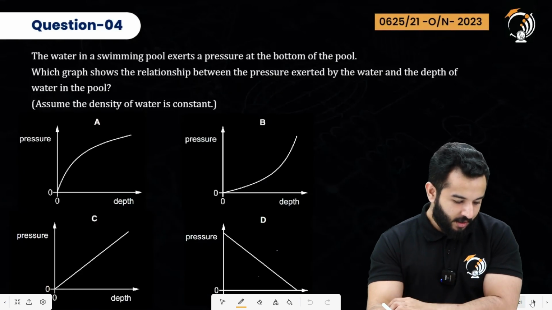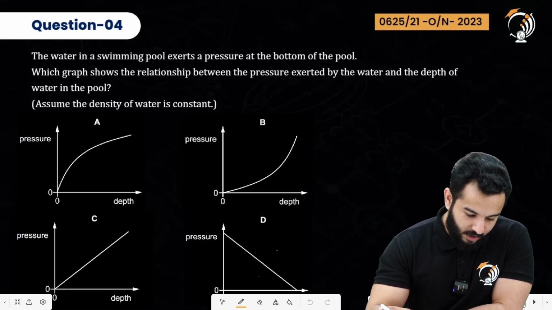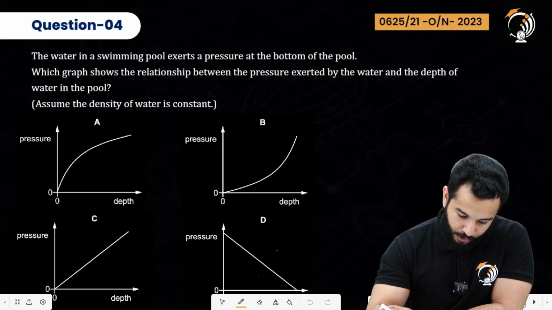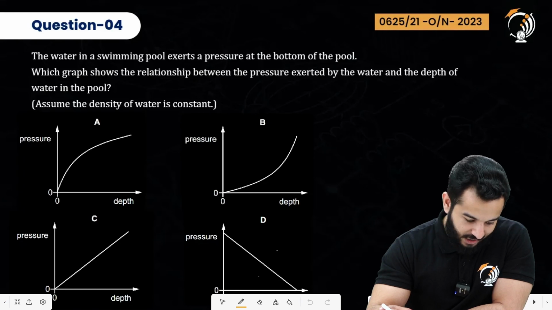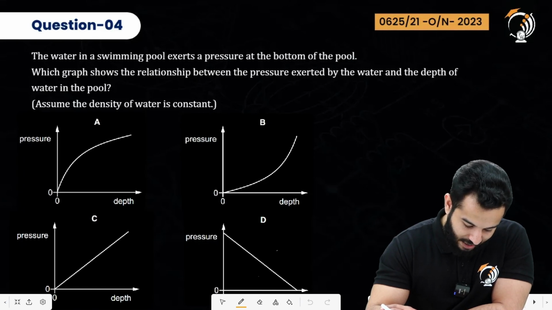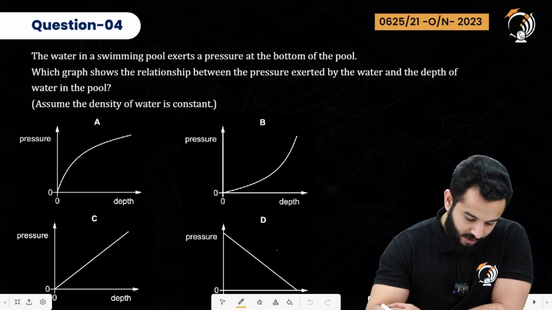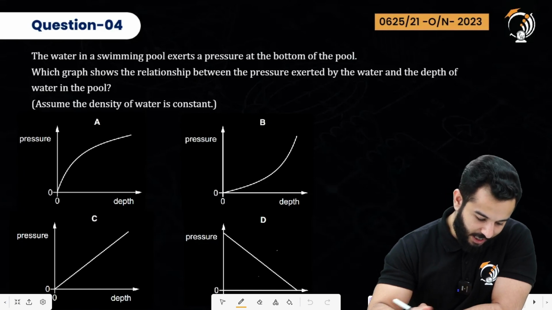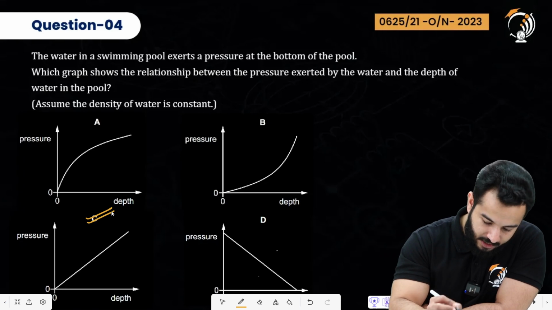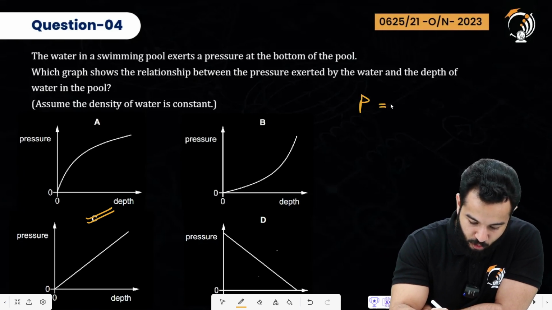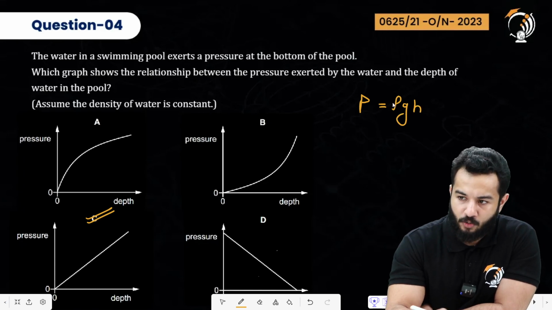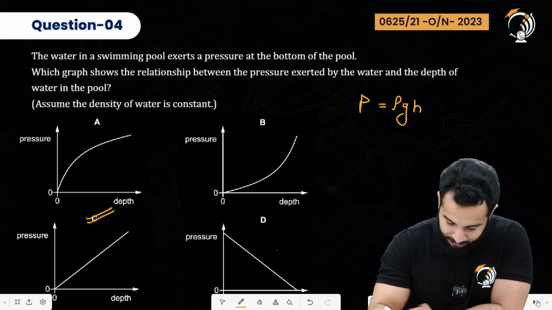Moving on. The water in a swimming pool exerts a pressure at the bottom of the pool. Which graph shows the relationship between pressure exerted by the water and the depth of the pool? As you increase the depth, the pressure is going to increase, right? That's for sure, and the relation is directly proportional. This is quite easy again, because pressure is equal to rho gh, where h is the depth. You can call it d also. So pressure directly depends on the depth.